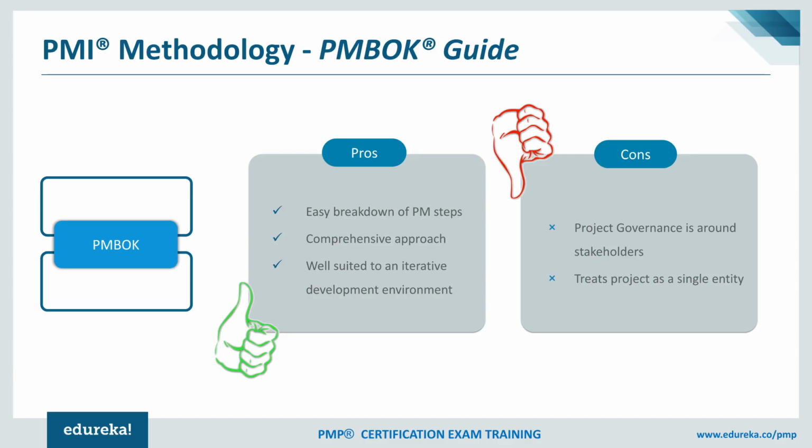This is definitely suitable for an iterative development environment, because once we work in an iterative manner, we are also able to get periodic feedback from the customers, and that certainly helps in enhancing the overall outcome that you're producing. Cons: project governance is around stakeholders, so stakeholder involvement is very critical while working through a PMI guide, and it treats the project as a single entity. If it is a program, then you would be working on multiple projects, so applying it there, we need to certainly scale up. Now we've just covered PMI at a very high level, with 49 processes, 10 knowledge areas, and 5 process groups.